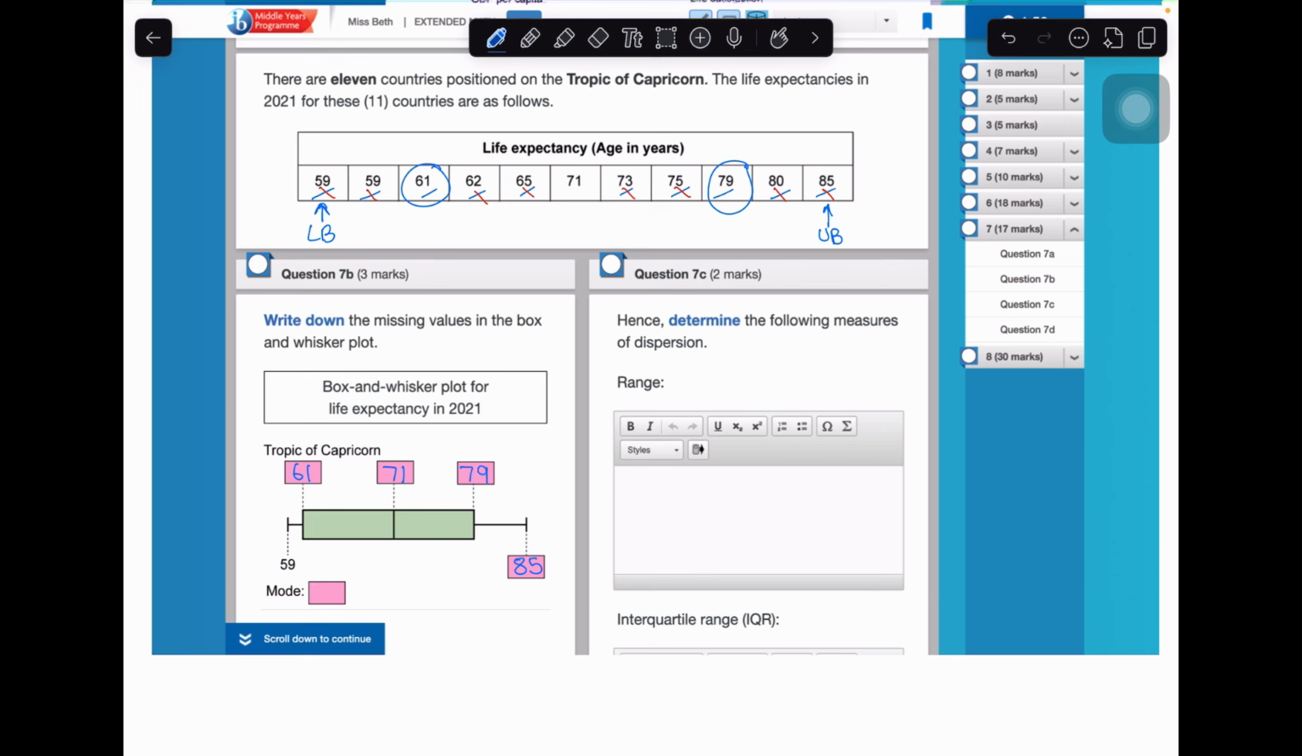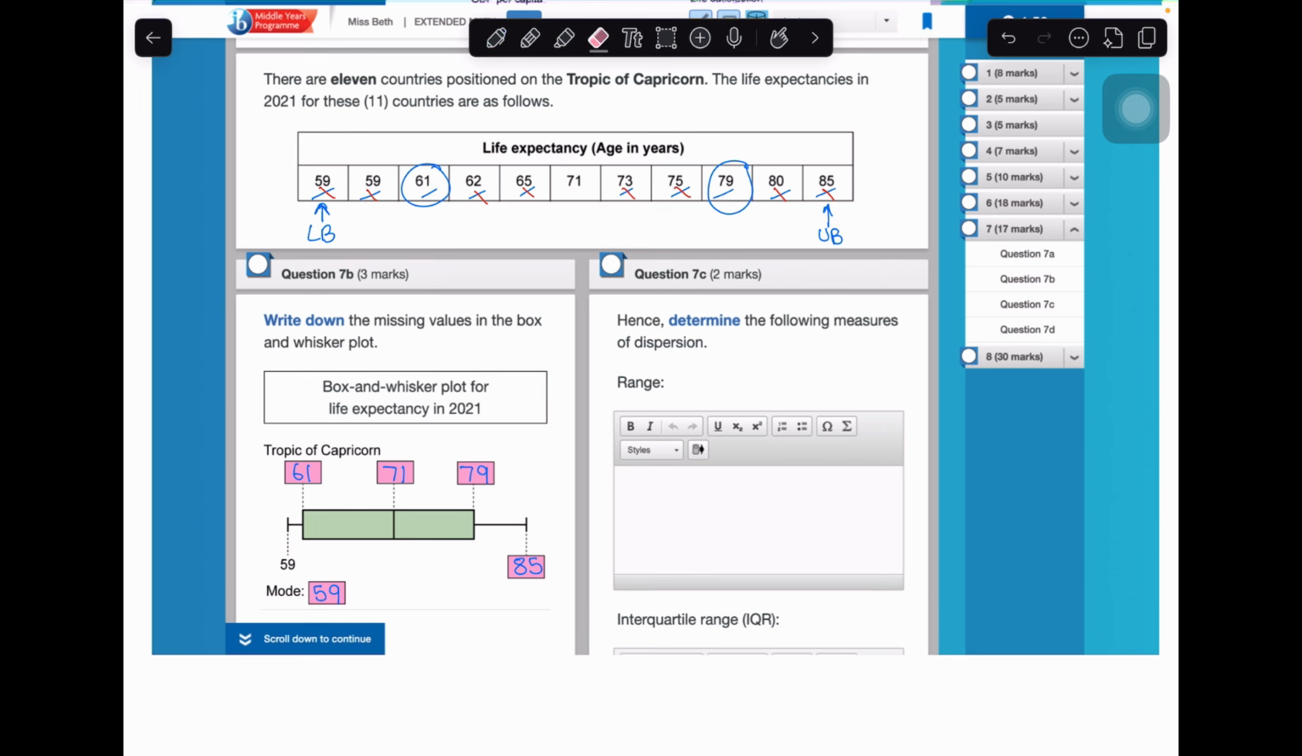Then for my mode, I am looking for the most common value. From my list of numbers, I can see that only 59 is repeated more than once. So 59 would be my mode. Okay. So then on to question 7c.